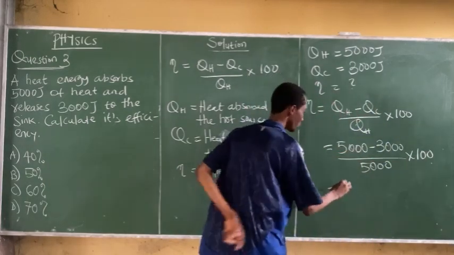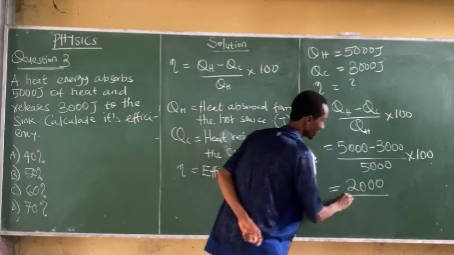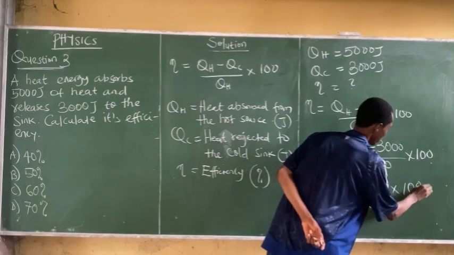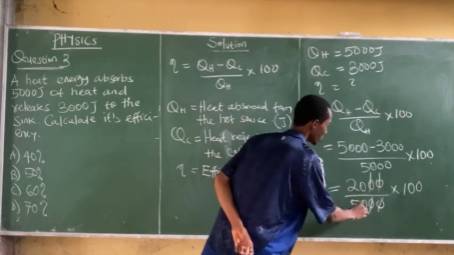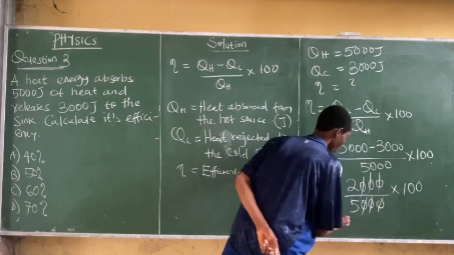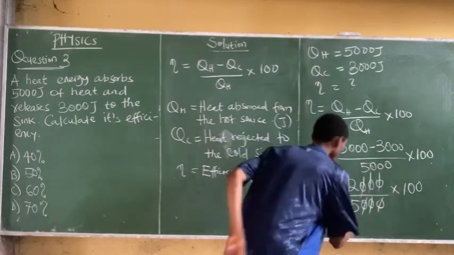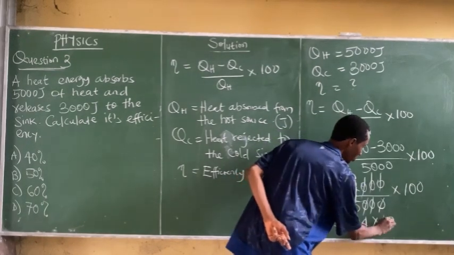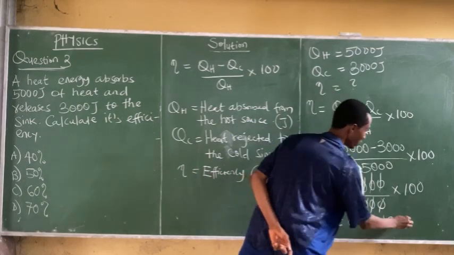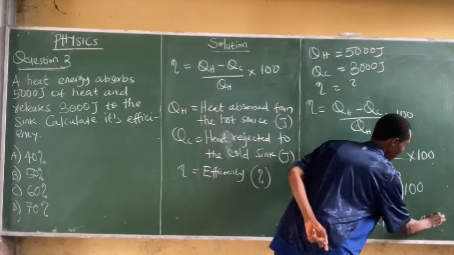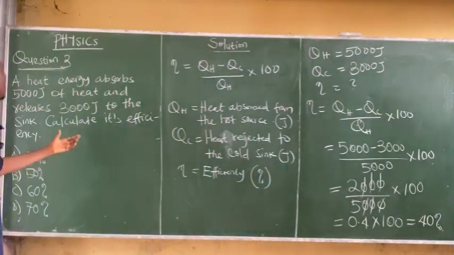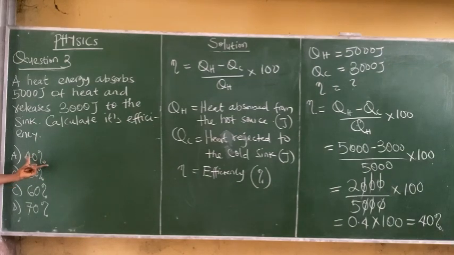5,000 minus 3,000 gives you 2,000, divided by 5,000, times 100. The zeros cancel, you have 2 over 5 times 100. 2 divided by 5 gives us 0.4 times 100. 0.4 times 100 gives us what? 40. Don't forget the unit for efficiency is what? Percent. Therefore, the efficiency of this machine is 40%.